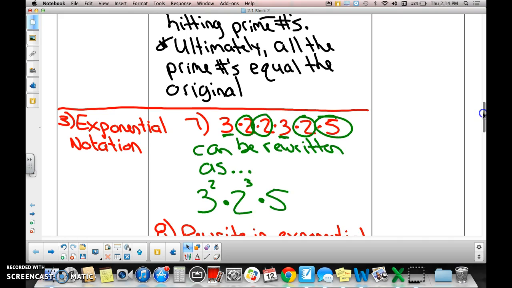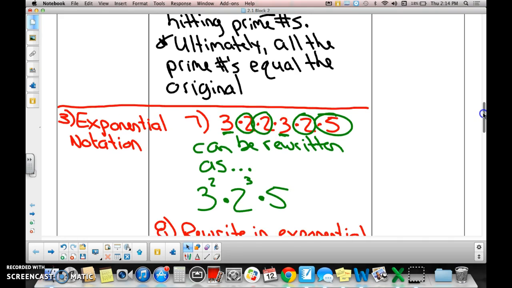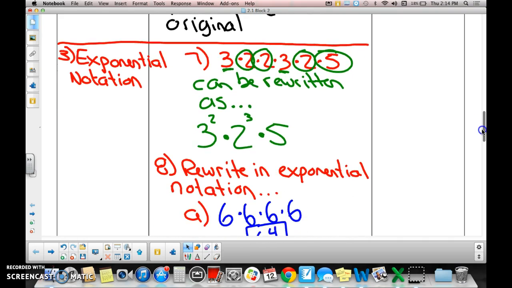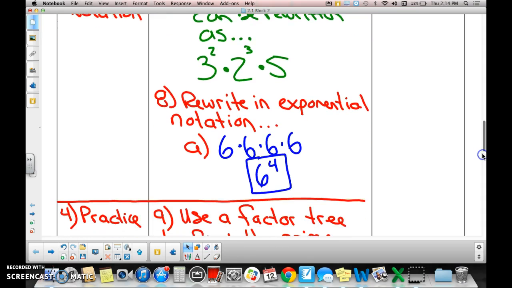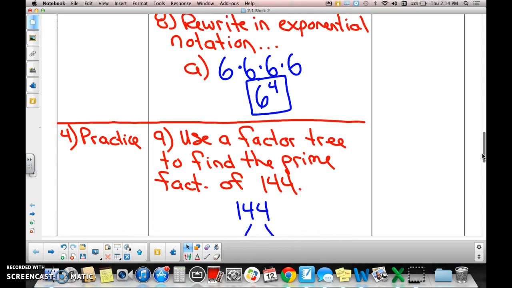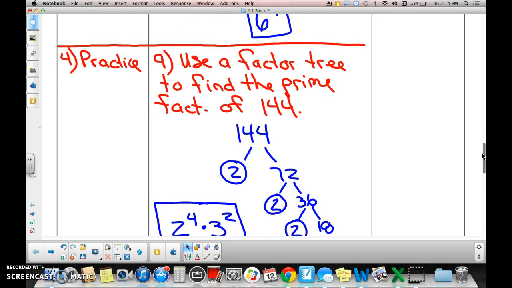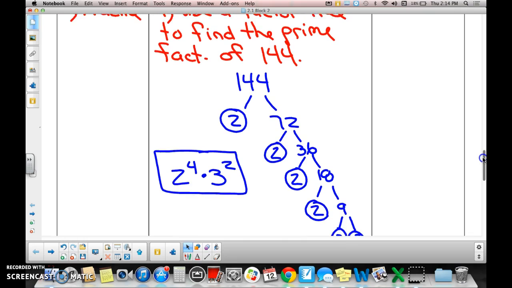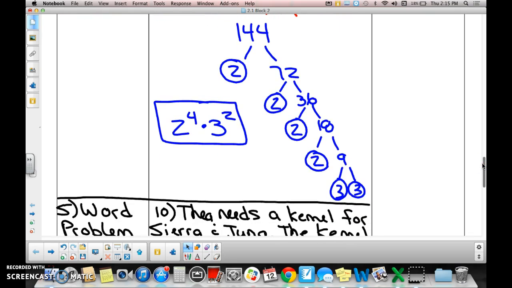Is there another note after 3, you guys? Yeah. Oh, is that our word problem? Practice, use a factor tree to find the prime factorization of 144. And we did talk about the fact that you can find prime factorization of numbers in several different ways. So in this situation, we have 144, and we started with the factors of 2 and 72. But a lot of you started with what other factors to find the prime factorization of 144? What did you start with, please, Kiara?